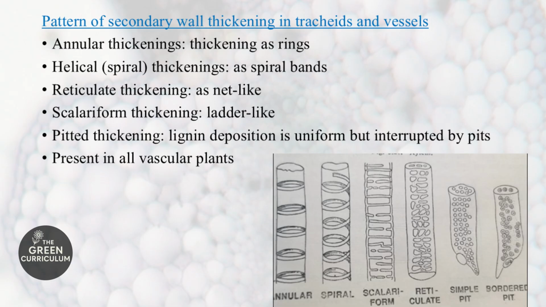And next is pitted thickening. Pitted thickening means the secondary wall is uniformly thickened. Lignin deposition is uniform, but it is interrupted by the presence of pits. Pits are of two different types: simple pits and bordered pits can also be found.